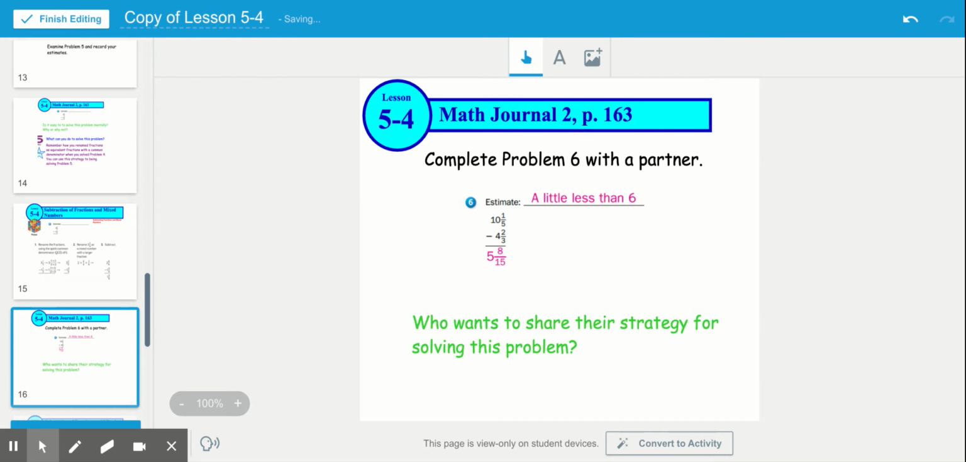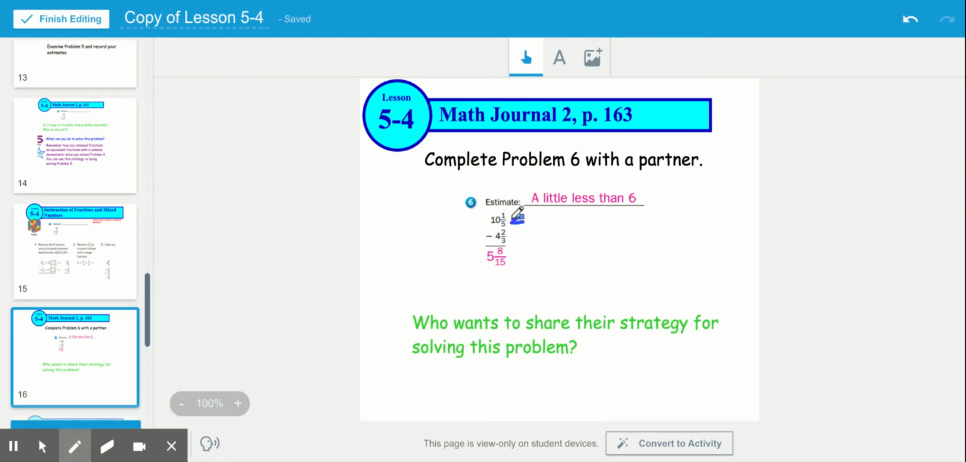And number 6 here I have for you already written out. The estimate was a little less than 6. And you can see that we got a final answer of 5 8/15. 5 8/15. So taking a look at this answer, I can see that I did a quick common denominator, because 5 times 3, and then I borrowed, and I turned the 10 into a 9. So I'm going to go ahead and write this out. I'm going to show the work here.